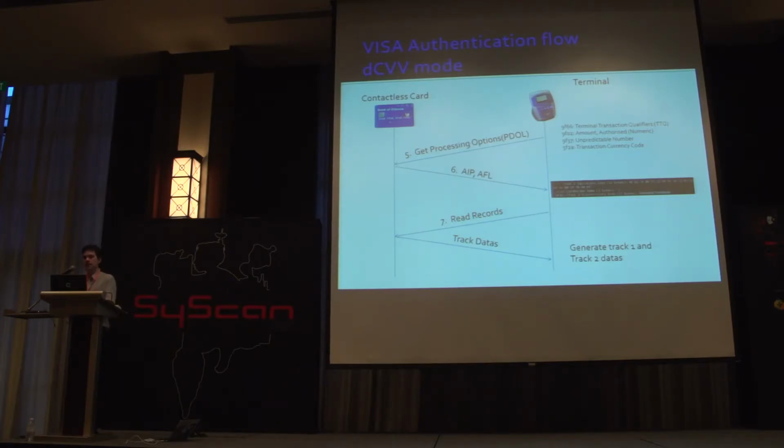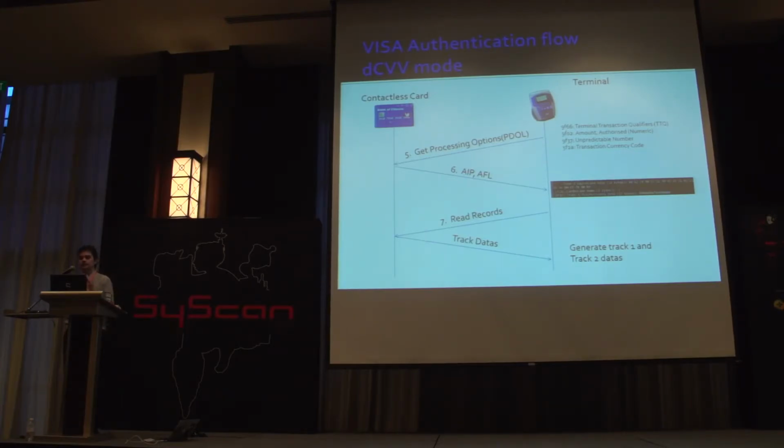The next step is the terminal will send the get processing options command. This command, simply put, is where we just pack together all the field data as sent. In this example, and most Visa cards, these are the standard tags you'll see: your terminal transaction qualifier, the amount, the unpredictable number, and a currency code. The currency code just tells us what country we're in, for example.